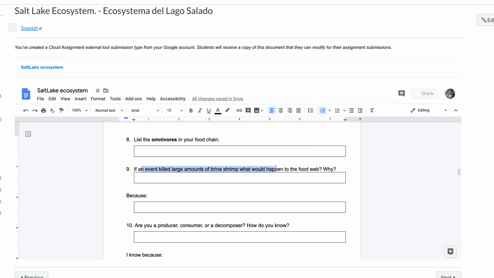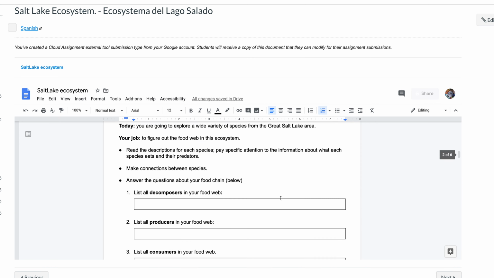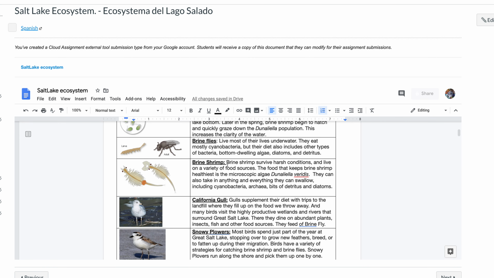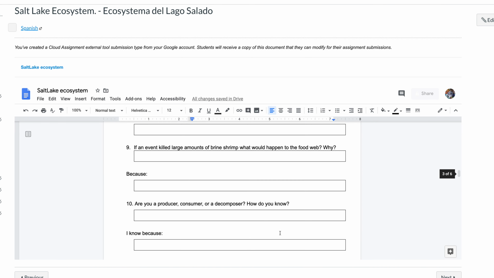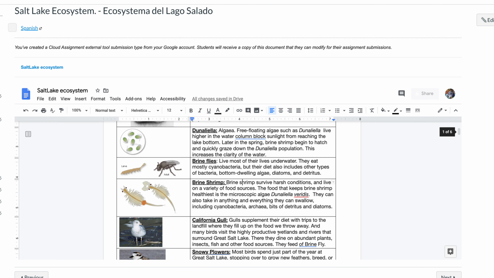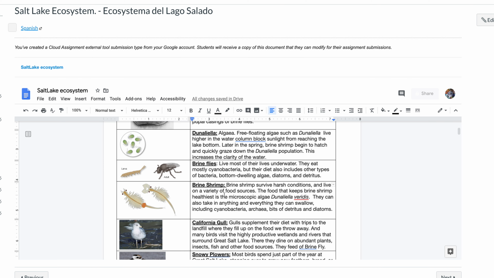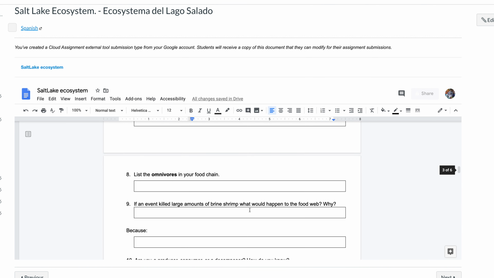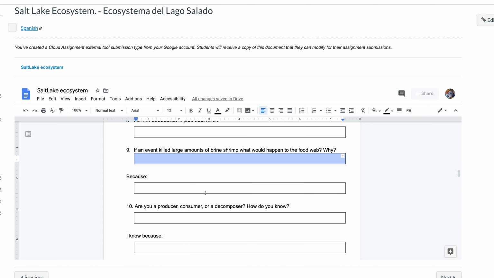And then obviously, let's say after you're done, if an event killed large amounts of brine shrimp, what will happen to the food web and why? So you're going to have to think about, okay, what's the brine shrimp? Who is the brine shrimp providing energy for? Not who the brine shrimp eats, but who is the brine shrimp going to pass the energy to? That will destroy the food web. But also, think about who the brine shrimp eats, and if there is no brine shrimp, what will happen to all the species right here that the brine shrimp eats? So if there's no brine shrimp, what will be the effect of it and why?